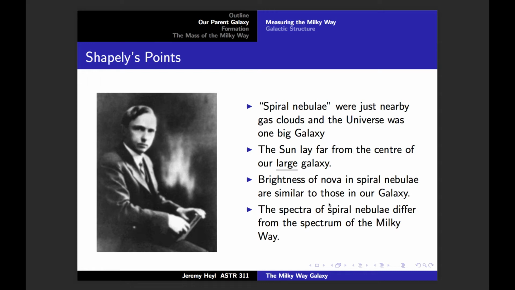So the view was that spiral nebulae were just gas clouds, and the universe was just one big galaxy with little fuzzy things orbiting that one big galaxy. And the sun wasn't near the center of our big galaxy, and the brightness of the novae were similar to those in our galaxy, right? And then they would have different spectra.